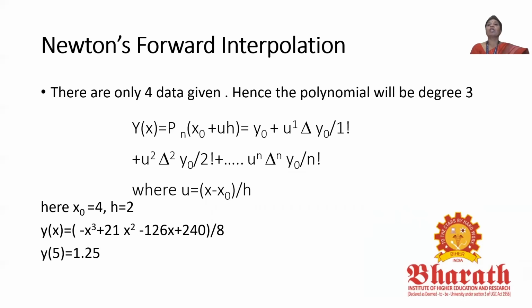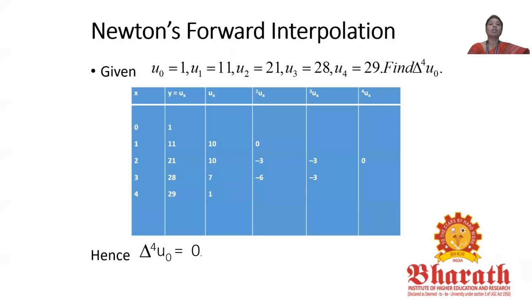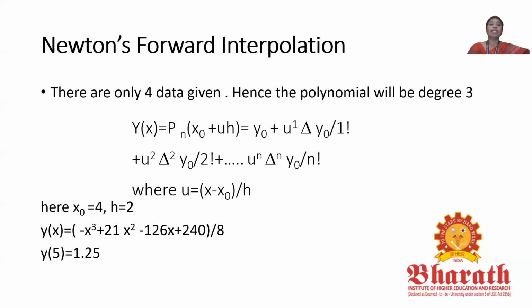In Newton's forward interpolation formula, there are only 4 data given, hence the polynomial will be of degree 3. So y of x is equal to Pn of x is equal to y naught plus u into del y naught by 1 factorial plus u square into del square y naught by 2 factorial, etc., up to u power n del power n y naught by n factorial, where u is given by x minus x naught by h. The initial value of the data is x naught equal to 4, and the interval is 2. So your h is 2.